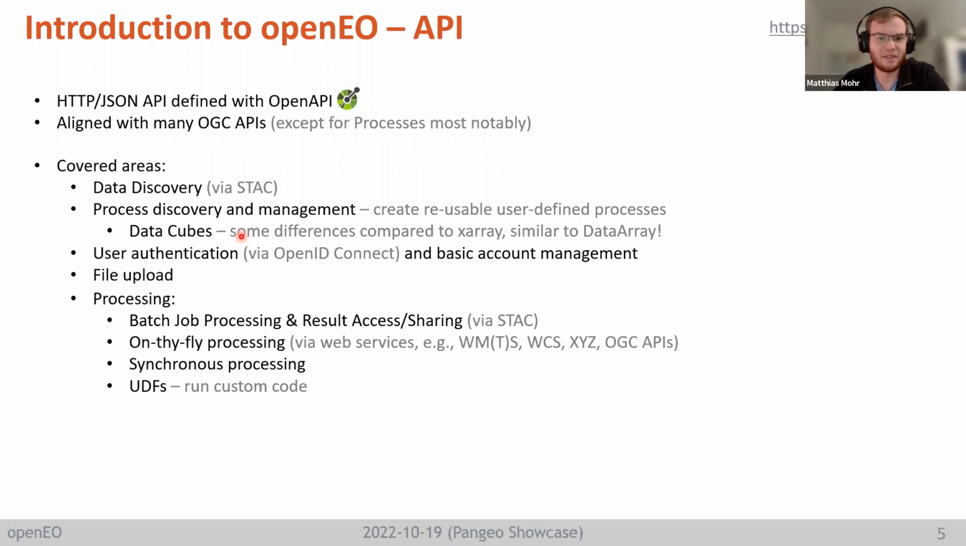Then the other parts of the API that are included are user authentication via OpenID Connect, basic account management, and you can also upload your own files or data so that you can use that in your processing chain.